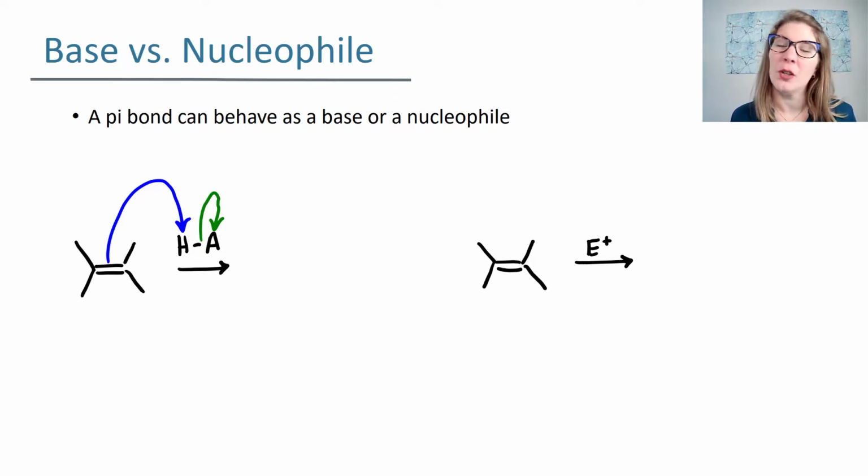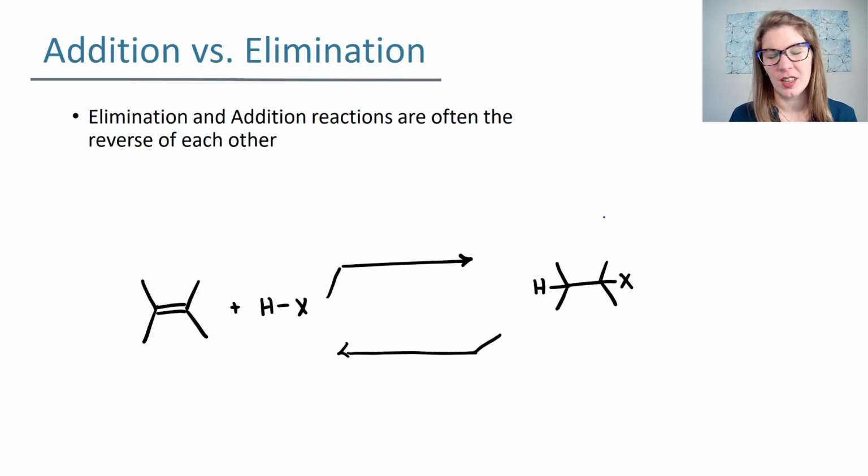Then your pi bond can also behave as a nucleophile in which it would attack an electrophile. So you're going to see both types of arrow pushing in our mechanisms as we move forward.